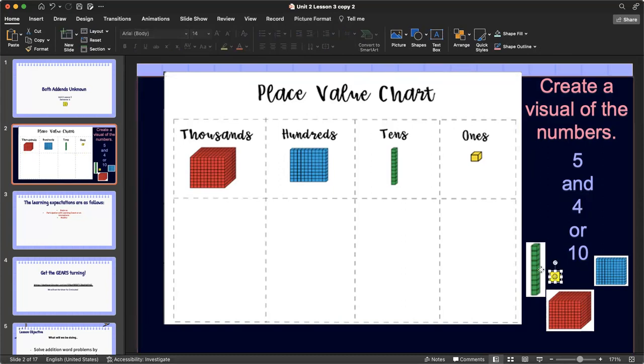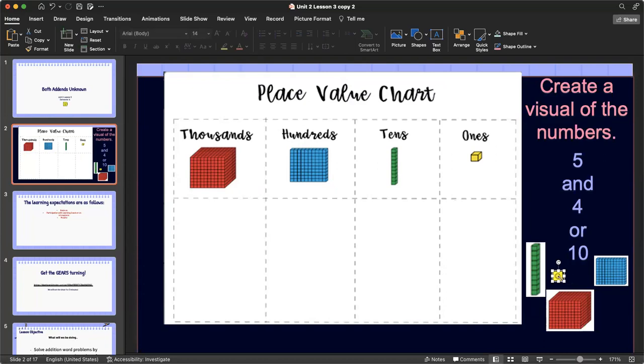The way you would make the numeral 4 is by using the ones cubes. 1, 2, 3, 4. So you make the numeral 4. My next problem is, how would we make the number 10? Pause the video and try to make the number 10.